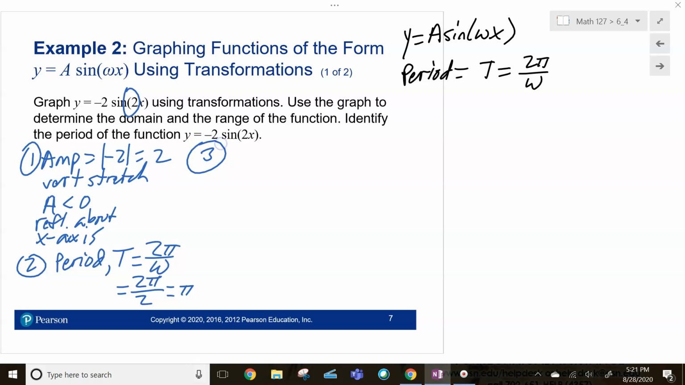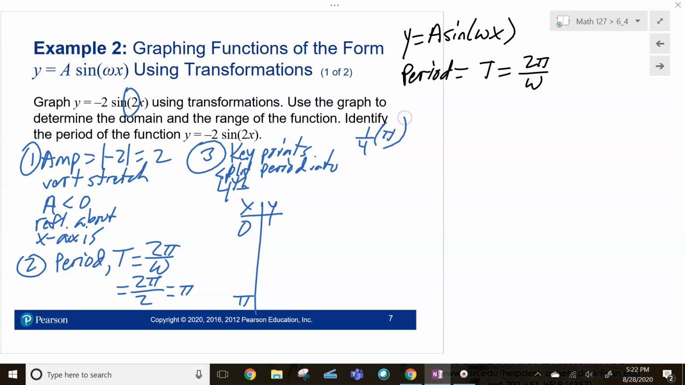Now number 3, I'll talk about a phase shift when we get into a phase shift function, but if we don't have any sort of phase shift, we're just going to start plotting values by splitting the period into fourths with some key points. We're going to start at 0 and end at pi. So, what's a fourth of pi? Well, it's pi fourths. So the next input I'm going to put in is pi fourths.